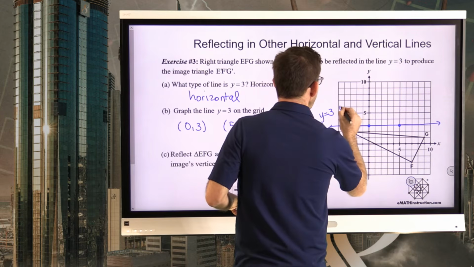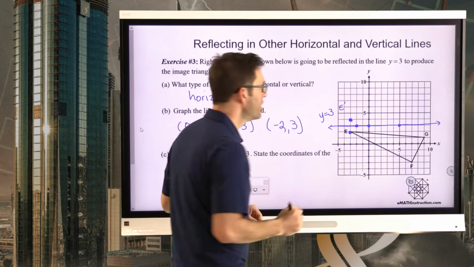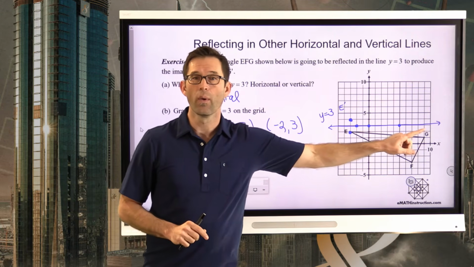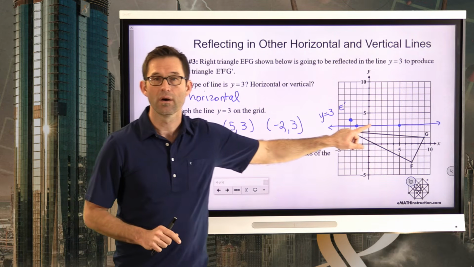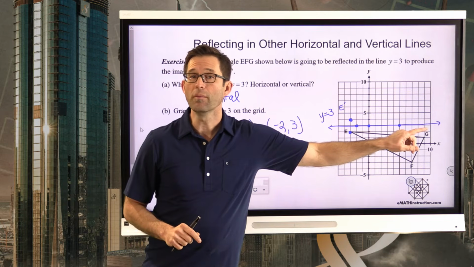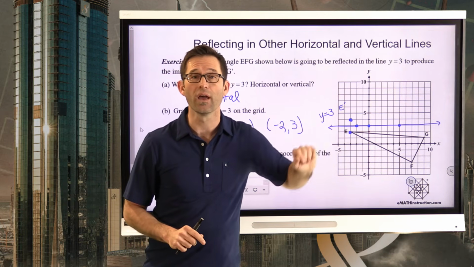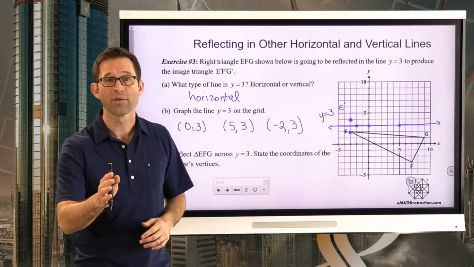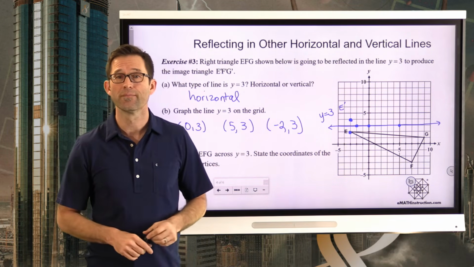What I'd like you to do is simply use counting to figure out how many units F and G are away from y equals 3, and then put their image points the same distance on the other side of that line as where the pre-images started. Pause the video now and go ahead and do that.